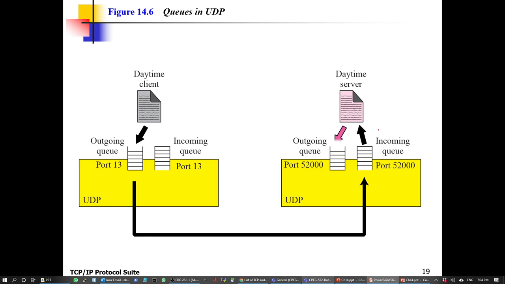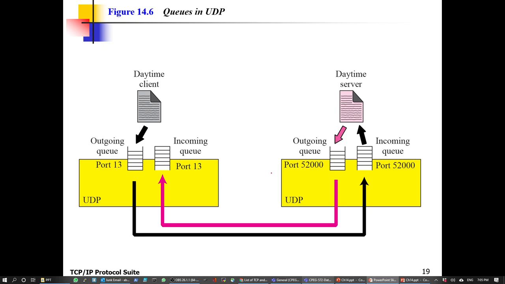In the other way, it will be queued in the port of 52,000, and then it will go to the incoming queue. So we'll have an outgoing queue and an incoming queue at both destinations. And that will help to control the process.